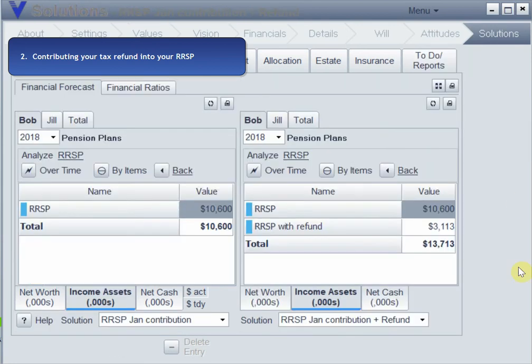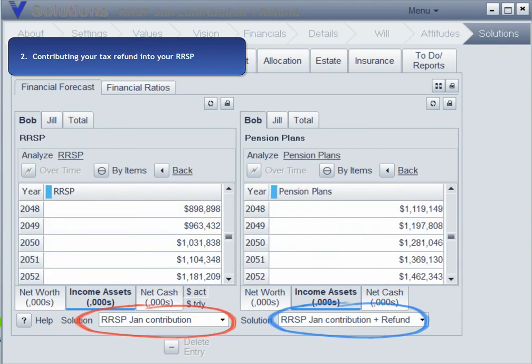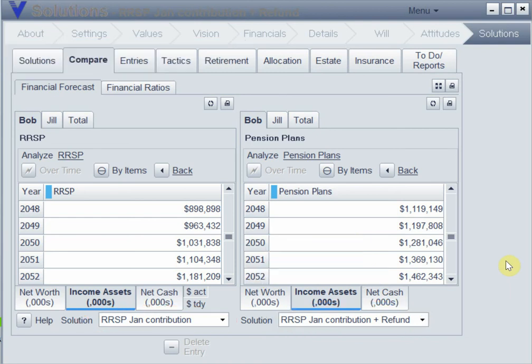And obviously, in the first year, there is an advantage to investing in the refund. We can see the difference there. But again, let's look over time. And we can see now, 2052, there's a difference here of about $280,000. And all we've done is reinvested the tax refund. So let's take a look at the RRSP gross up strategy now.